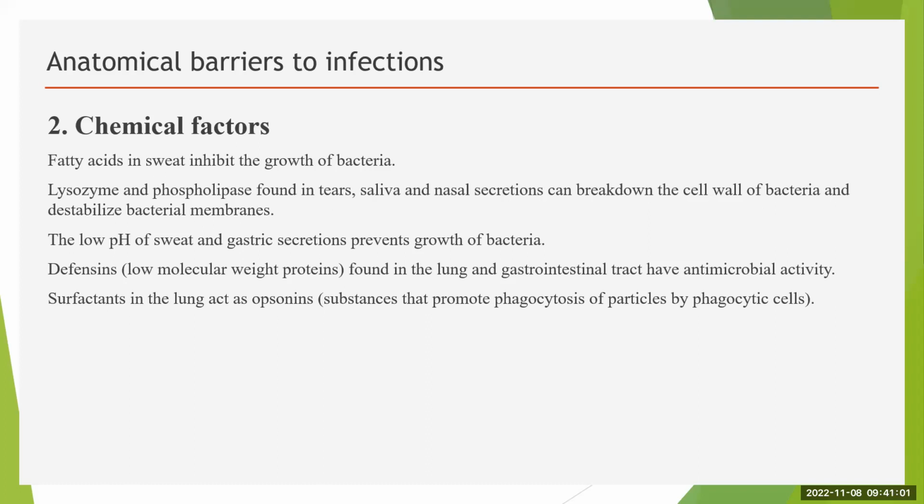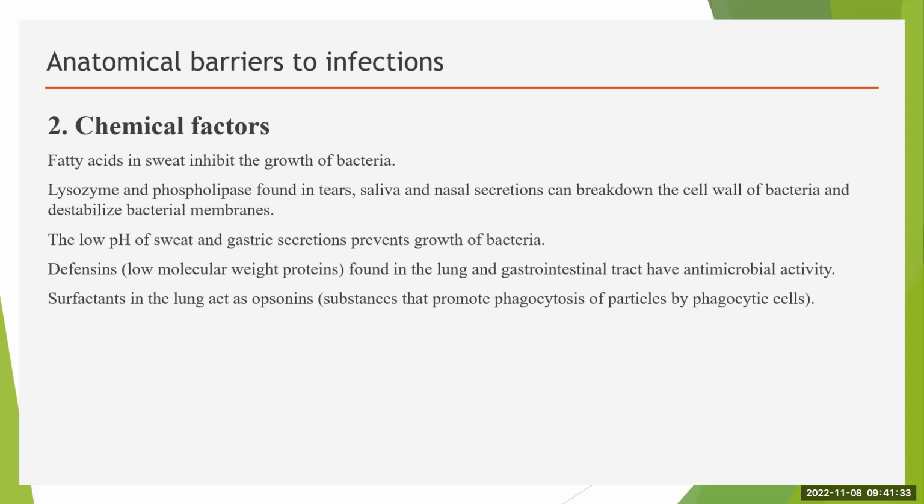We've got the lysozymes, as I said, in tears, and the other enzyme in saliva, and a lot of other nasal secretions and mucus secretion. All these act as anatomical barriers as they prevent growth, and also they lead to disintegration of bacterial membranes, thus preventing infection. So the low pH of sweat and other gastric secretions also prevent growth of bacteria.